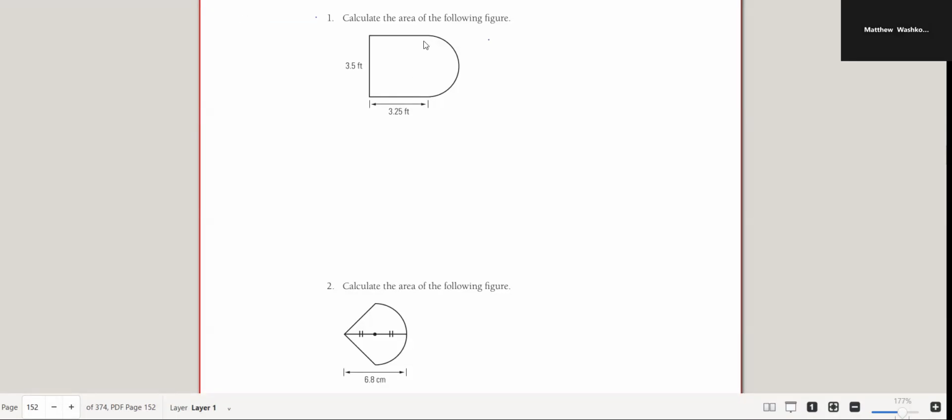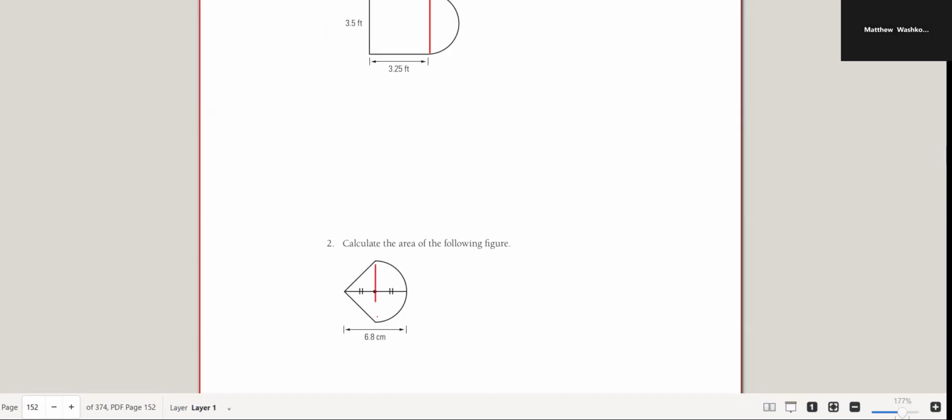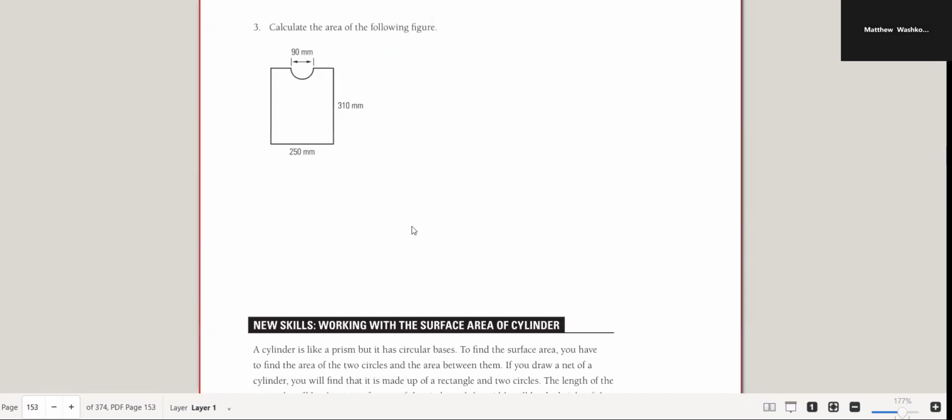For question 1 here, that is just a rectangle. Looks like a square, but we're not sure. And half of a circle, right? Whereas this one here is a triangle and half of a circle. We'll deal with question 3 in a second.